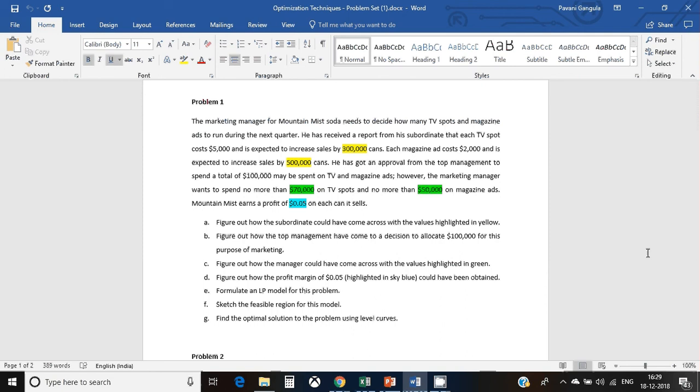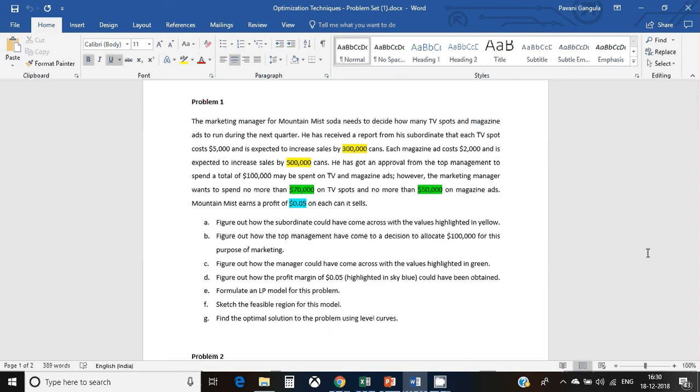Formulate an LP model for this problem. Sketch the feasible region for this model. Find the optimal solution to the problem using level curves. To solve this problem, let's first try to understand what the constraints are.